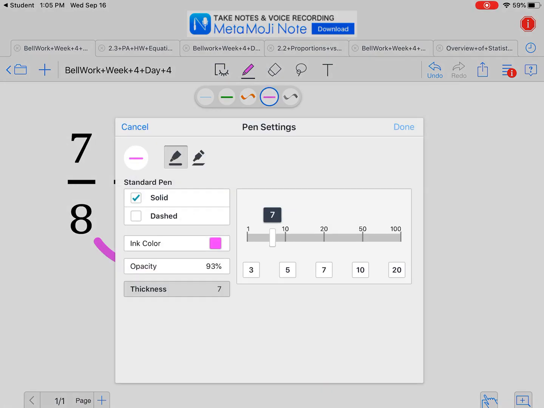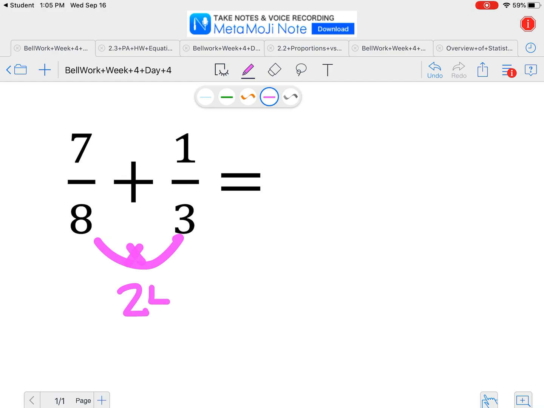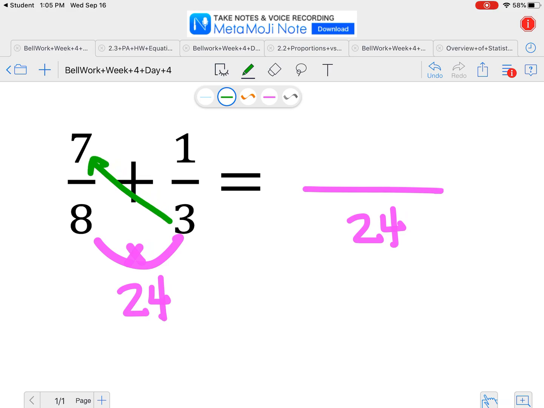I'm going to make that a little smaller. It's kind of big. The number they have in common is 24. So I could say that both fractions would turn into a 24. Then I could do 3 times 7. That's 21. I could do 8 times 1. That's 8. Now these are my two numbers that I write down.